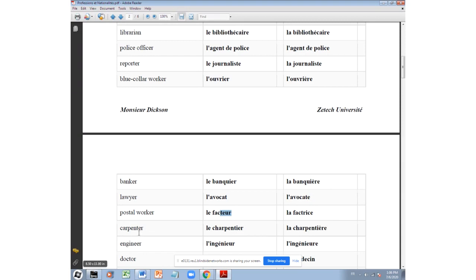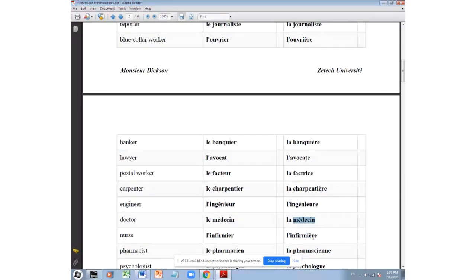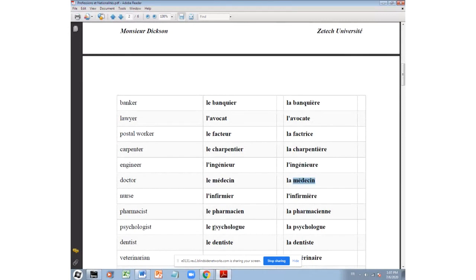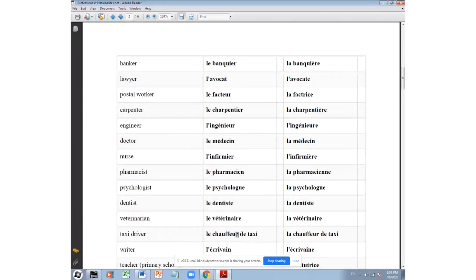Charpentier, that is a carpenter. Ingénieur, you add E to the masculine. We have le médecin. We were told about this, that it does not change, if you remember what we had just done earlier about the gender of nouns. Infirmière, you add E, infirmière, that is a nurse. Pharmacien, the N doubles and E, pharmacienne. We say psychologue, psychologue remains the same. Dentiste, remains the same. We have a vétérinaire, okay? Vétérinaire remains the same. We have chauffeur, this one changes to chauffeuse. Chauffeur de taxi, the same.